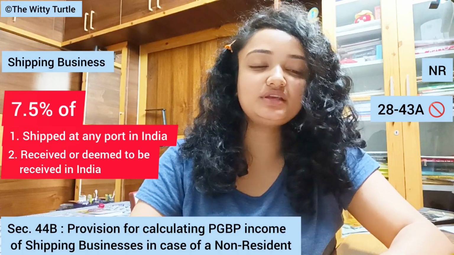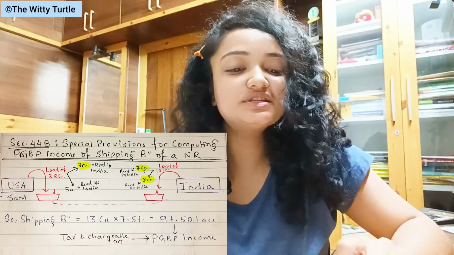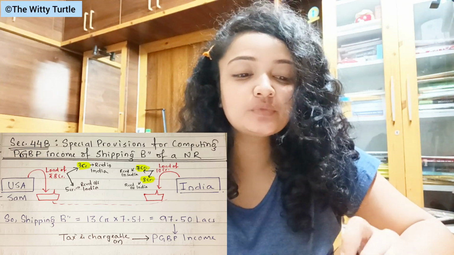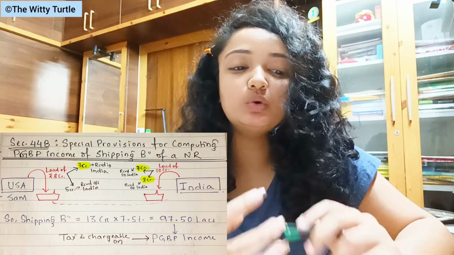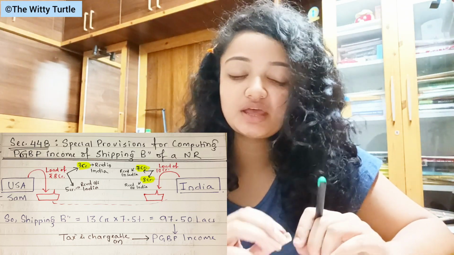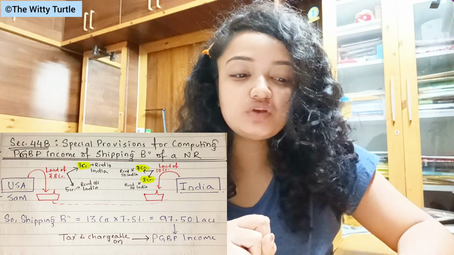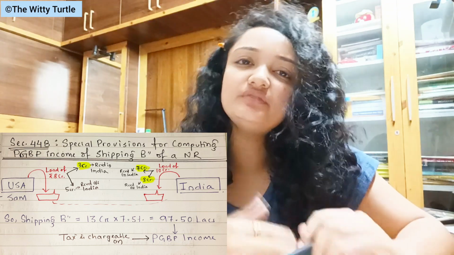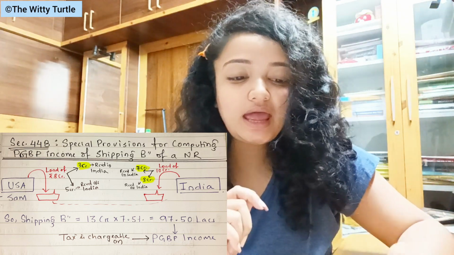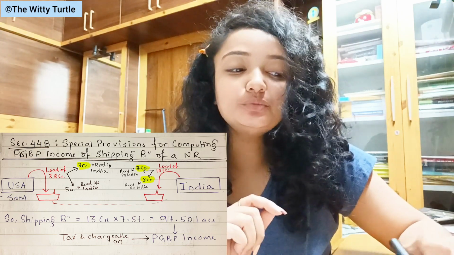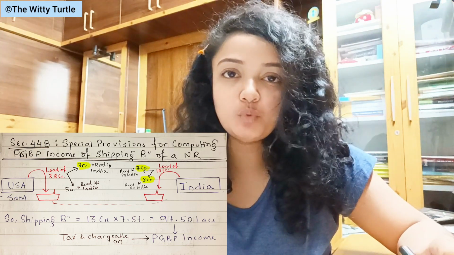Now look at the following example that is given on your screen. Here, Mr. Sam is a non-resident who is residing in USA, right? And now he is loading goods of rupees 8 crores in the ship, okay? And out of those 8 crores, 3 crores are received in India and the 5 crores are received outside India, right? And the ship has started going towards India. And finally, the ship reaches Mumbai. Mumbai is a port in India.